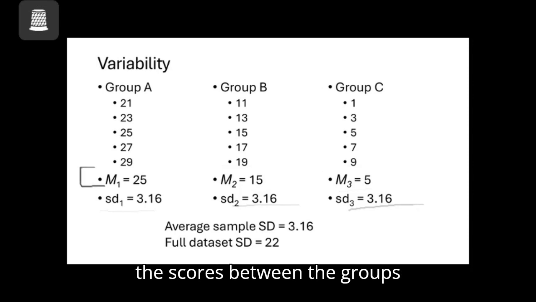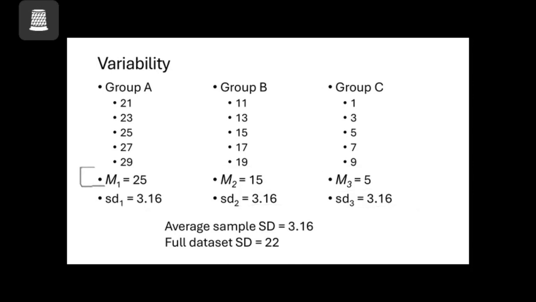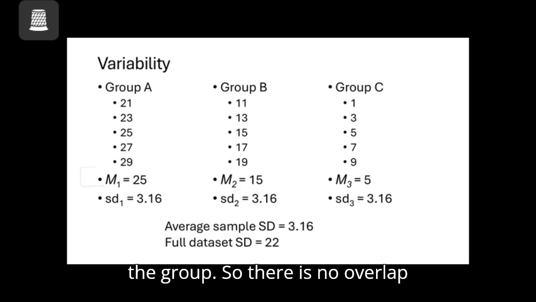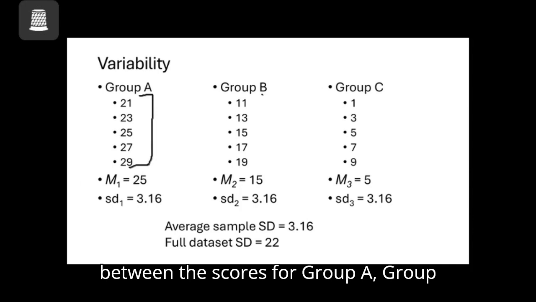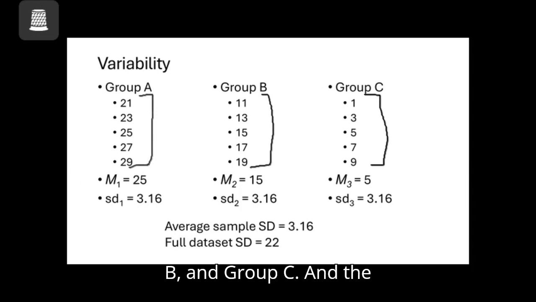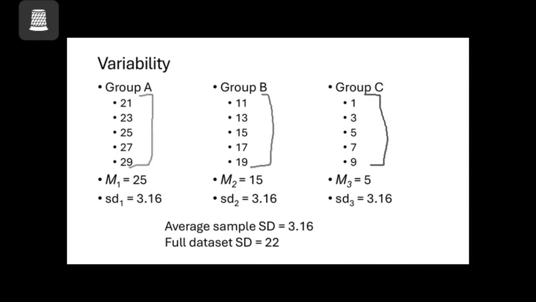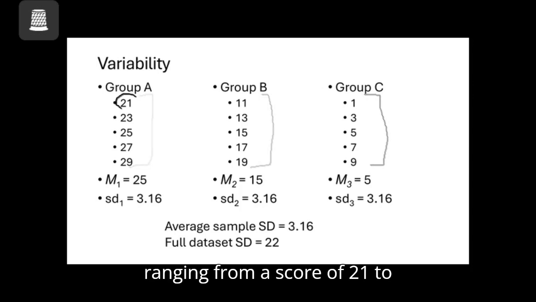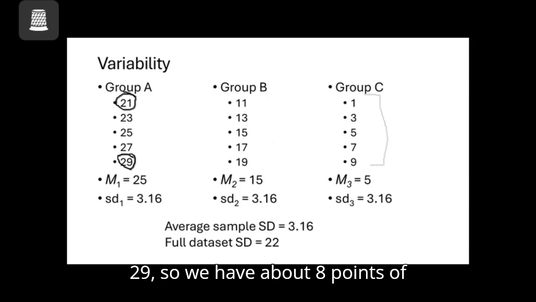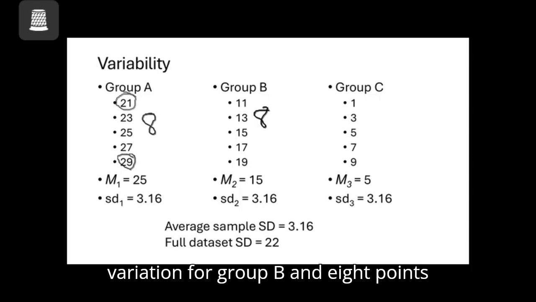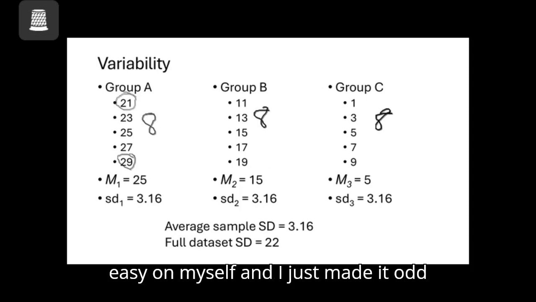But you can see that the scores between the groups vary a lot more than the scores within the group. So there is no overlap between the scores for Group A, Group B, and Group C. And the standard error of the mean, the standard deviation of the sample means, is 10. If we look within Group A, we're ranging from a score of 21 to 29. So we have about 8 points of variation. We've got 8 points of variation for Group B and 8 points for Group C because I made this really easy on myself and I just made it odd numbers for each one.